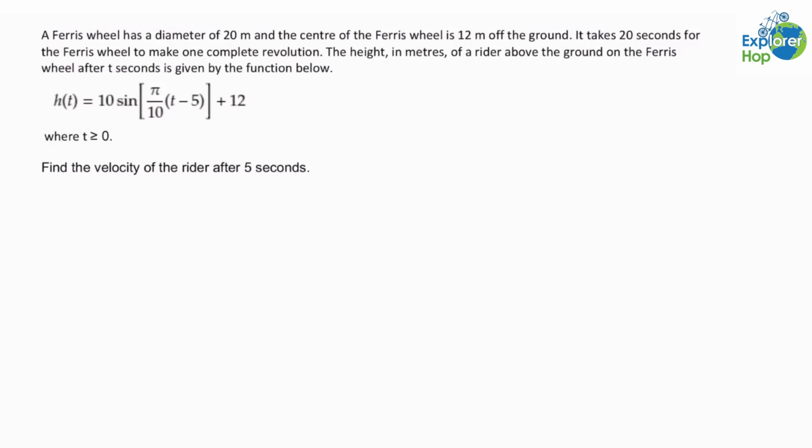So to find the velocity of the rider, we need to find the derivative of the function h of t, because the rate at which the height changes gives us the velocity of the rider.